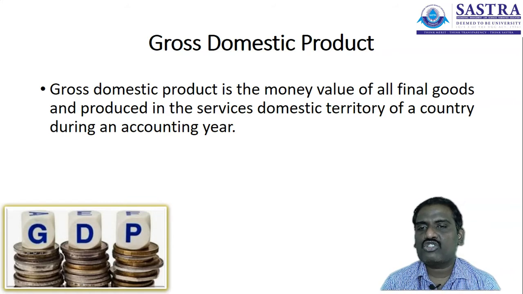So the first one is gross domestic product. What is gross domestic product? The gross domestic product is the money value of all final goods and services produced in a particular country, especially those produced or manufactured in a particular territory of a country. We normally take the accounting year for this calculation of gross domestic product.